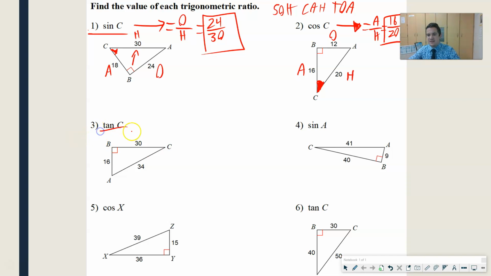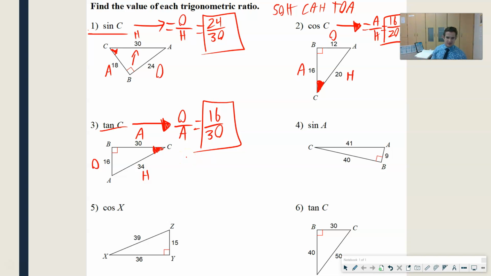If I'm looking at the tangent of angle C, here's angle C. Again, this is the hypotenuse, the opposite, and the adjacent sides. Tangent of angle C, if I look at SOHCAHTOA, is opposite divided by adjacent, which in this triangle is 16 divided by 30. And that would be my final answer.